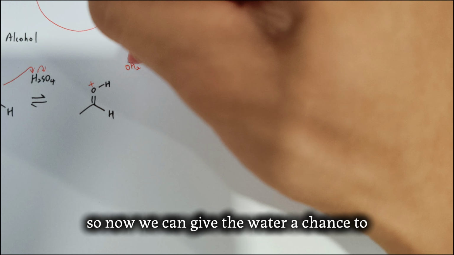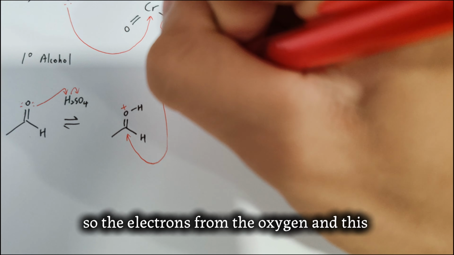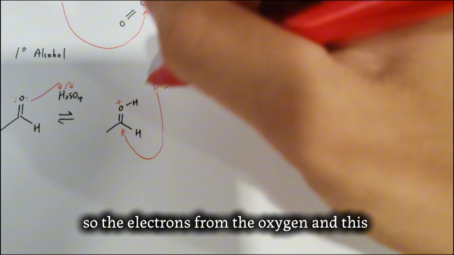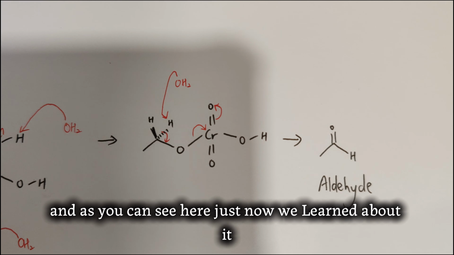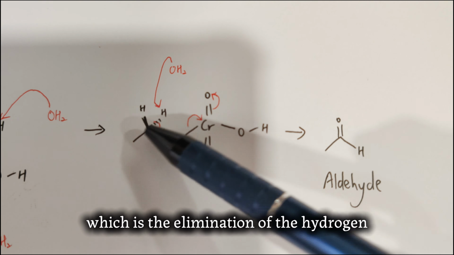So now we can give the water a chance to attack the carbon, so the electrons from the oxygen, and this double bond, the pi electrons, go to the oxygen, forming a compound which looks like this. And eventually this oxygen is positive, so now we have another molecule, OH2, to deprotonate the hydrogen and bring electrons to the oxygen and form a compound which looks like this. And as you can see here, just now we learned about a very important step, which is the elimination of the hydrogen that is attached to the carbonyl carbon.